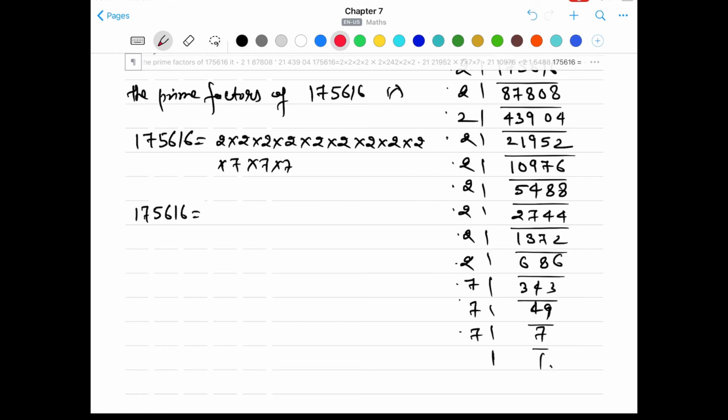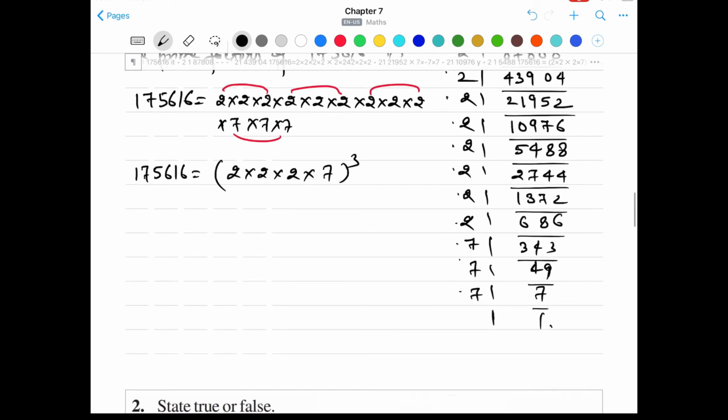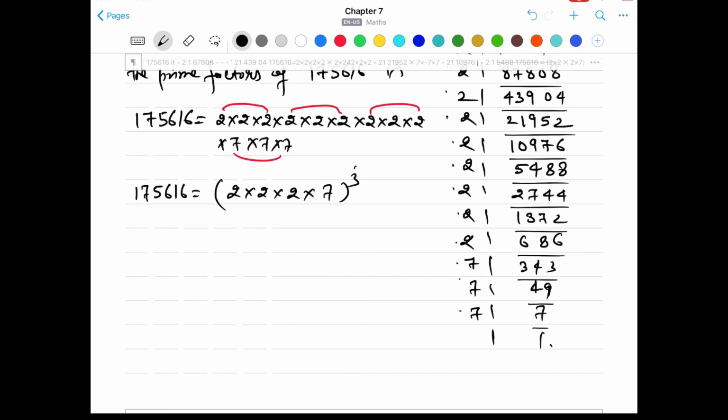175616 equals, let's find the triplets. We have one triplet of number 2, another triplet of number 2, another triplet of number 2, and one triplet of number 7. So let's write 2 into 2 into 2 into 7 and the whole to the power 3. When you shift this power 3 to the left hand side, this will become the cube root of 175616 equals, let's multiply the numbers. 2 into 2 is 4, 4 into 2 is 8, 8 into 7 is 56. So the cube root of this number is 56.